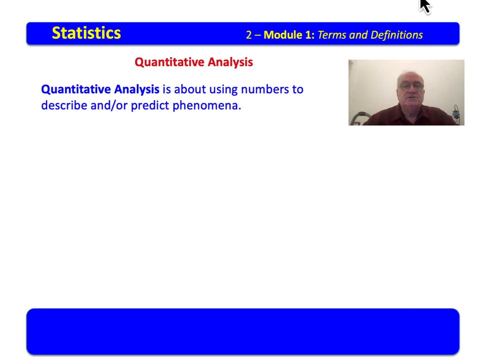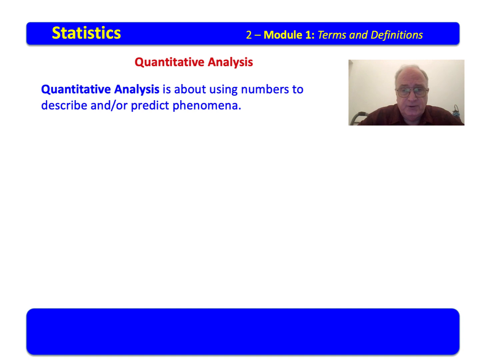Quantitative analysis is about using numbers to describe or predict phenomena. Now, I want you to notice these two different issues, to describe phenomena or predict phenomena. We will be encountering what we call descriptives, which will be used to describe, and we will have inferential statistics where we will predict. Descriptive statistics will describe, inferential statistics will predict.